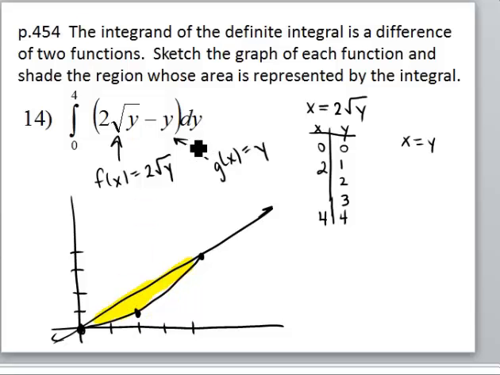I want you guys to pay attention. When you have a dy integral, notice how the functions are listed. They're listed from the furthest right function minus the left function. Not top minus bottom, but right minus left.